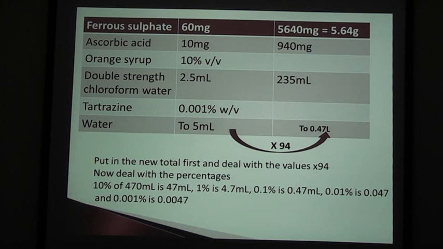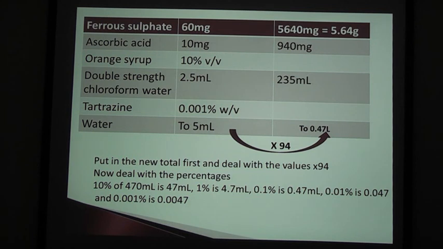So how do we actually then work out how much we need for 470 mils? Well, this is how you do it. The orange syrup. 10% of 470 mils is 47 mils. So if it says 10% volume to volume, that means 10% of the final product is the orange syrup. So you take 10% of 470 and the answer is 47. So the orange syrup is 47 mils.